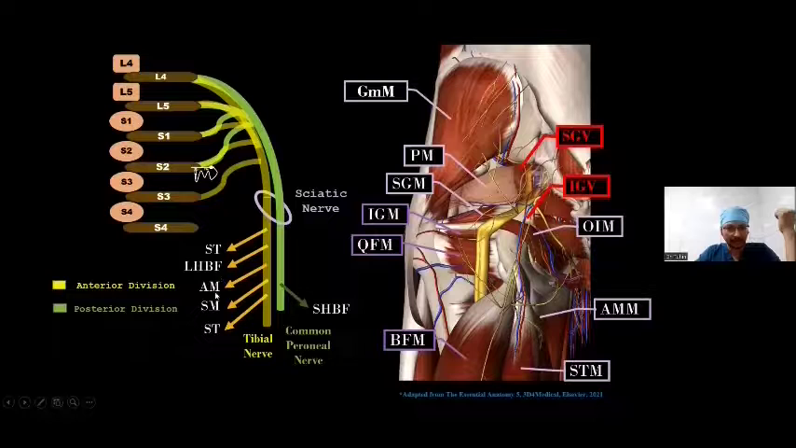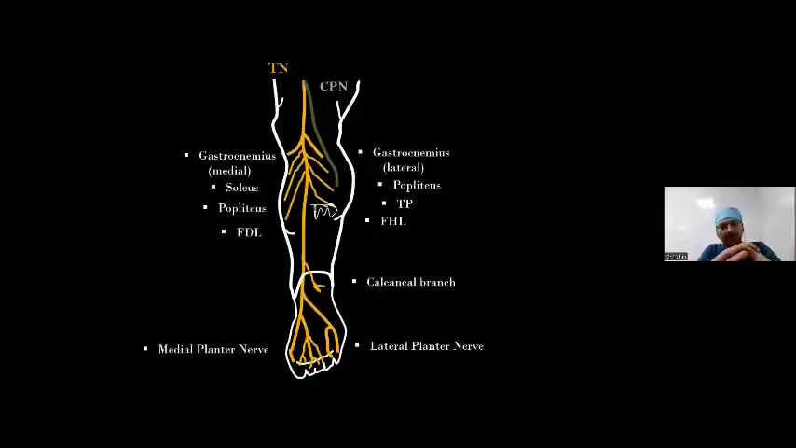The semitendinosus, long head of biceps, adductor magnus ischial head, and semimembranosus are all supplied by the tibial component of the sciatic nerve, whereas the common peroneal nerve supplies the short head of biceps femoris among the muscles of the thigh. In the leg, the posterior and medial parts are mostly supplied by the tibial component, whereas the lateral part is supplied by the common peroneal nerve. And in the foot, it is mostly the tibial component.